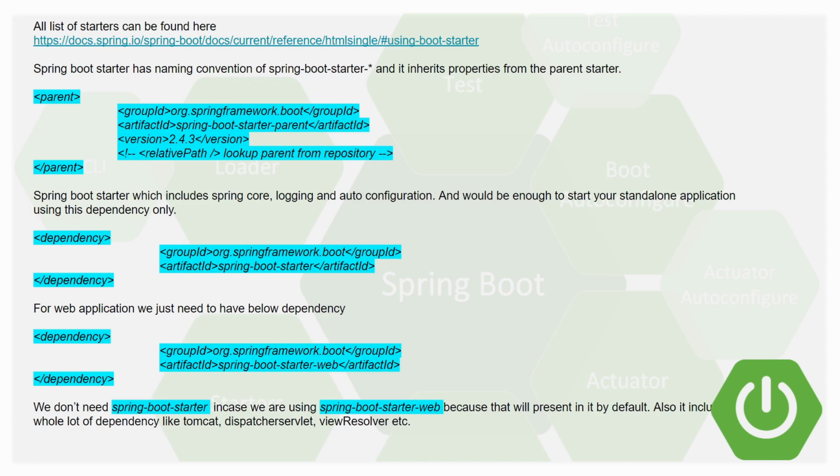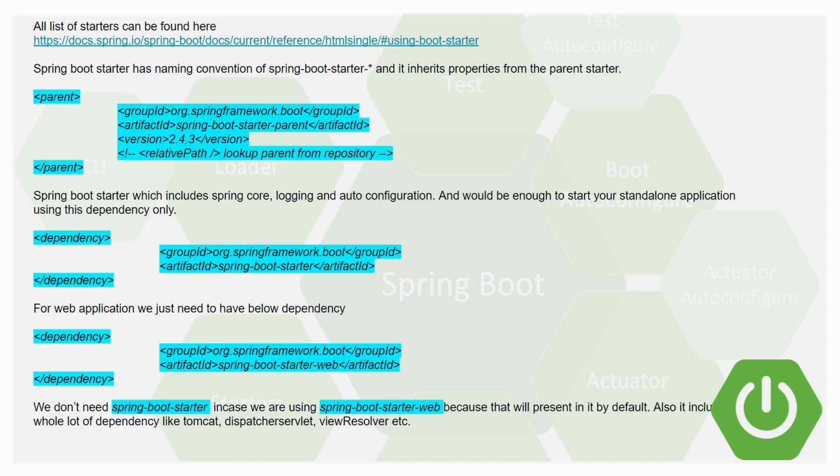The list of all starters can be found here. There is a link from where you can find the list of starters which Spring Boot supports, or you can make use of it. A Spring Boot starter has the naming convention spring-boot-starter-, then whatever ABC comes, accordingly. And it inherits properties from the parent starter. So if you see, there is a parent starter, in the parent starter you have to mention the version. So this version will be inherited by all your starters. You need not explicitly define the version of your starter. It will be taken directly from the parent.